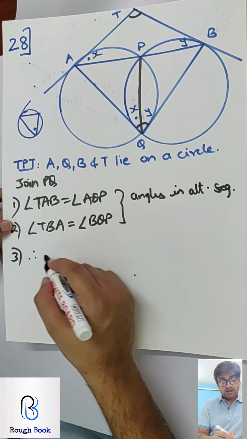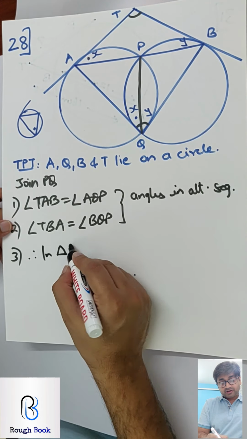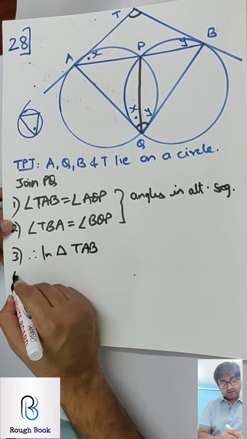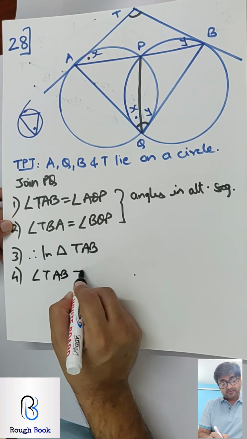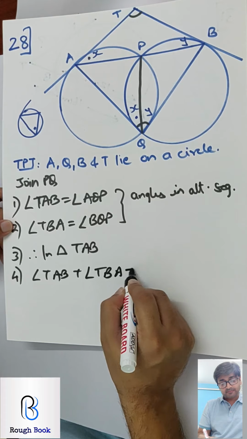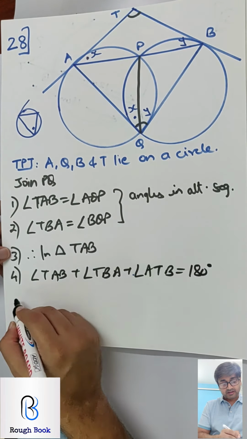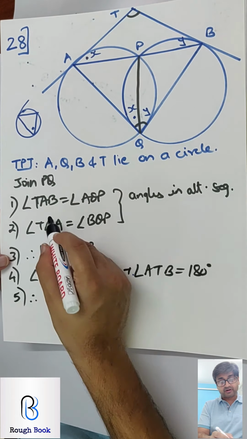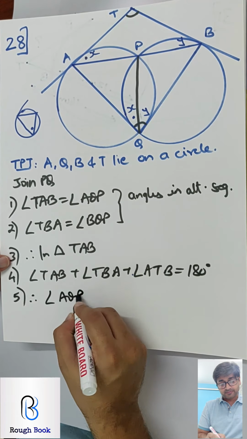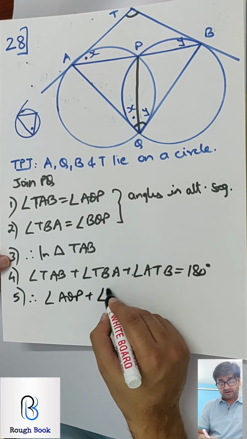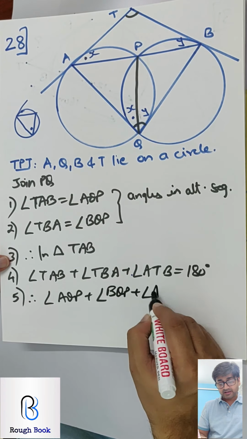And therefore, now let's jump into the triangle TAB and we shall say angle TAB plus TBA plus ATB is equal to 180, and we shall change the names. So for TAB I will write AQP, for TBA I will write BQP, plus ATB.